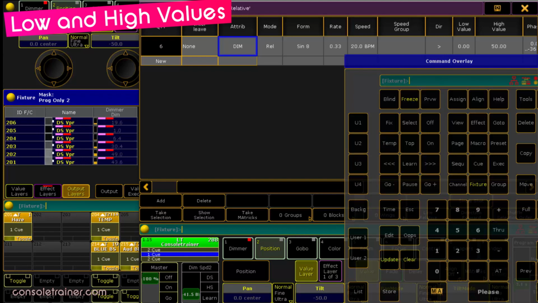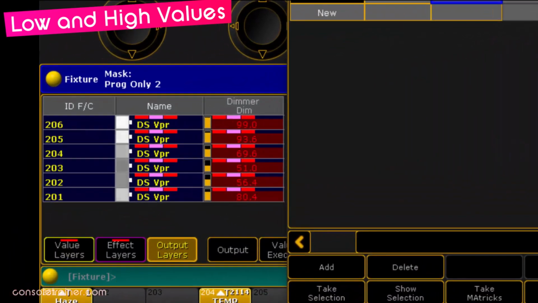The number in these cells is important. A value of 0 in the low cell of a relative effect means that we'll use the base value already on our channel as the low point. So if my lights start off at 0 and I hit this effect, then they run between 0 and 50%. If I change the base value to 50%, then my resulting effect runs intensity between 50 and full.